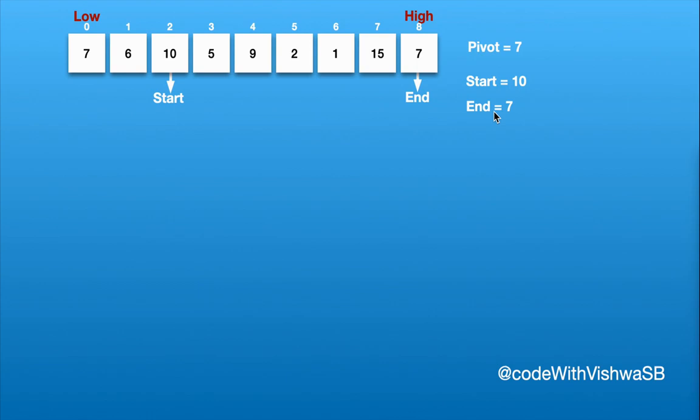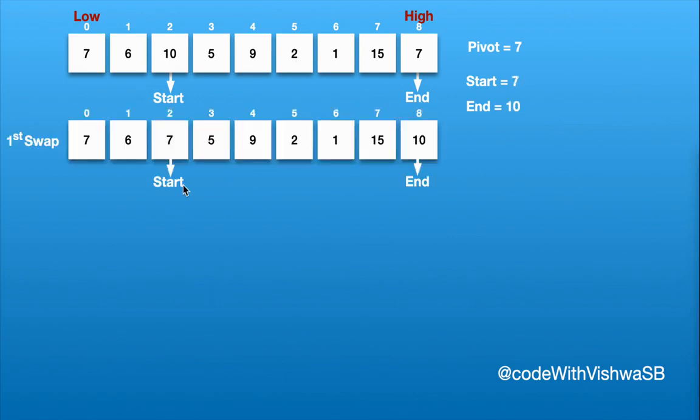Let's check. If end is greater than pivot, that means 7 is greater than 7. No. Hence, stop the end at the same point. Now, swapping comes into the picture. Swap the start and end. Hence, we got this after the first swap.